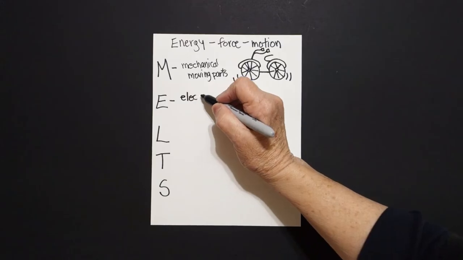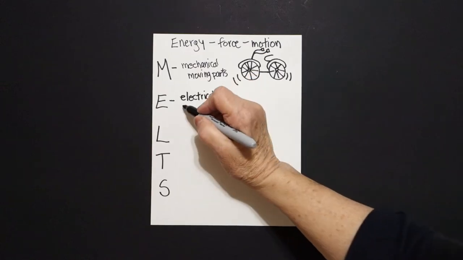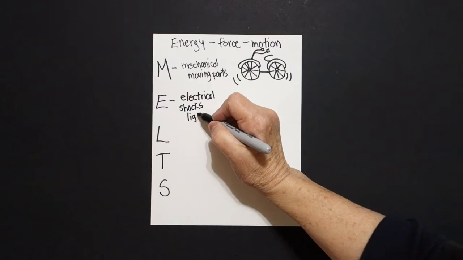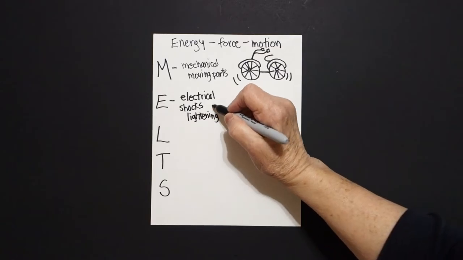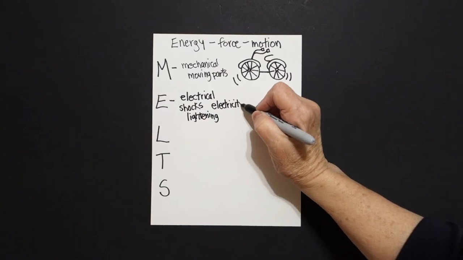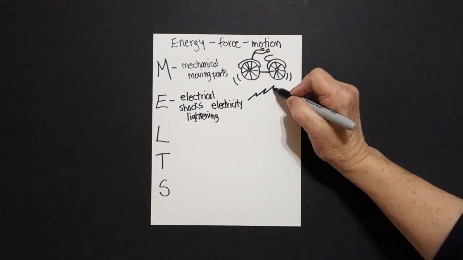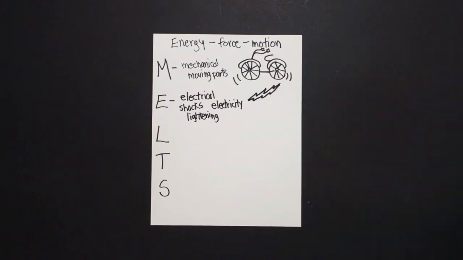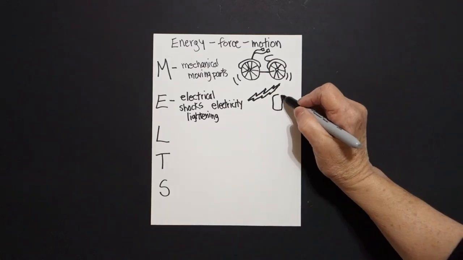Electrical. Got to spell it right. Now, this is shocks. This is lightning. And this is electricity. And I know you can probably think up a bunch of examples, but we're going to start off with straight diagonal up, down, up, down. Come back, straight diagonal up, down, up, down, up, down. There's your lightning bolt.